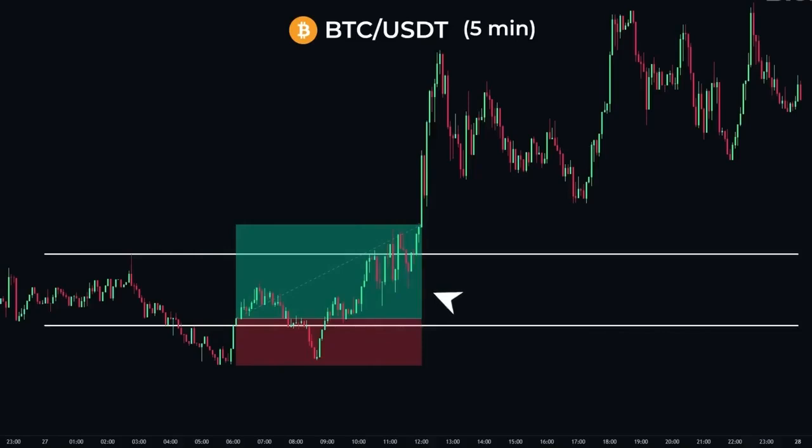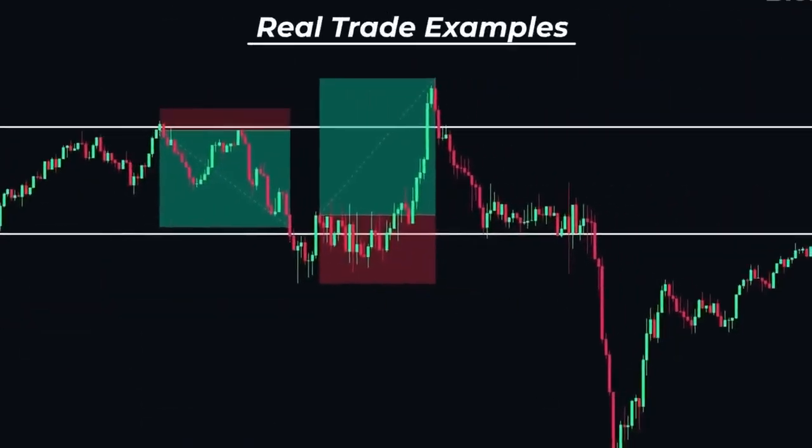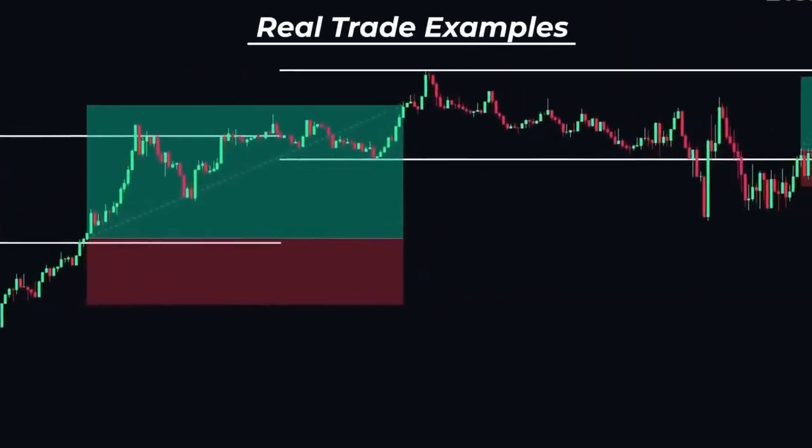Now that you understand how the overall strategy works, let's take a look at some real trade examples across different markets, so you can see just how well this strategy performs.